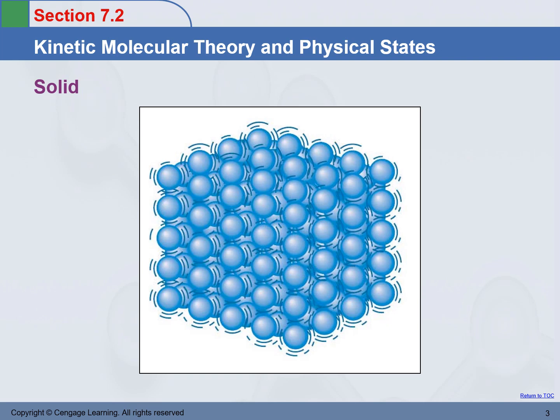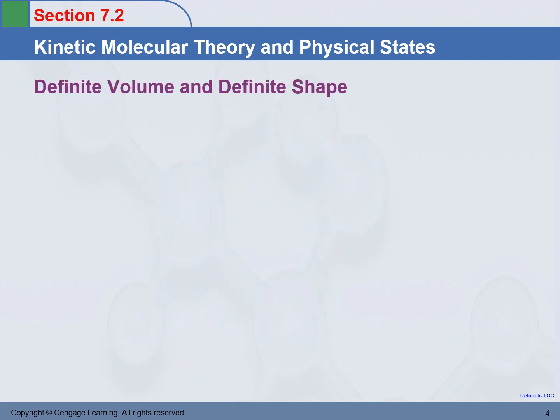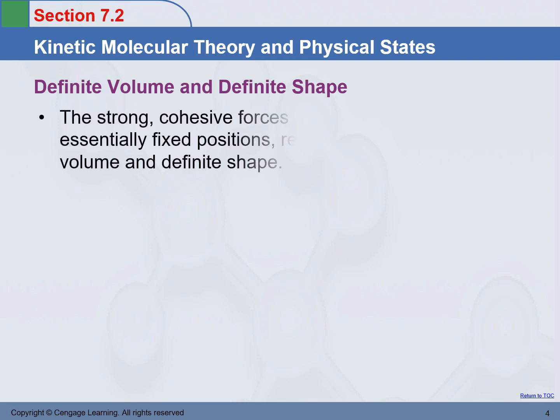This is a drawing to represent the particles in a solid state. And as you can see, they're very close to each other. They have minimum spaces in between, and they vibrate. As a result, solid has definite volume and definite shape. The strong cohesive forces hold the particles in fixed positions. They cannot move. That's why their shape is fixed. Their volume is fixed.